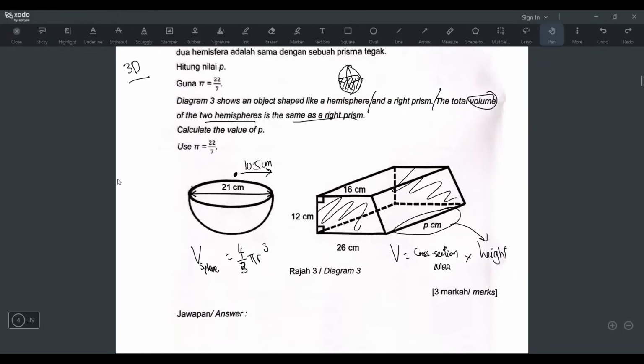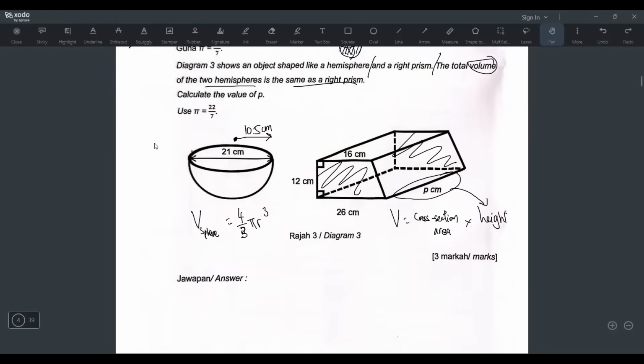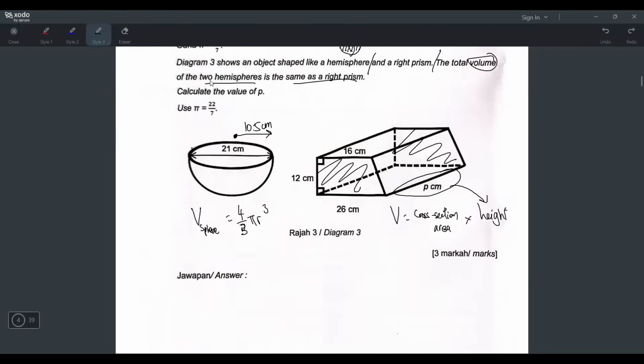Okay, now we already know the formula. Now it's time to sub all the values inside lah. Okay, dia kata siapa punya volume sama tadi? Volume of two hemispheres is the same as the right prism. Okay, so volume of sphere is 4/3 pi r cube. So I'll just do 4/3 pi times r cube, right? Okay, pi dia kata guna 22/7. So why not we just sub the 22/7, and then radius is 10.5 cube, right?